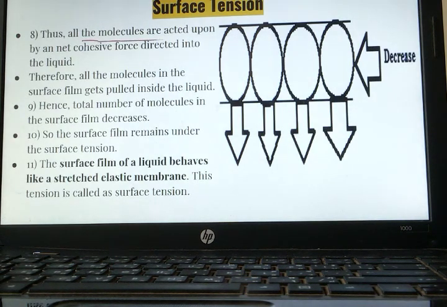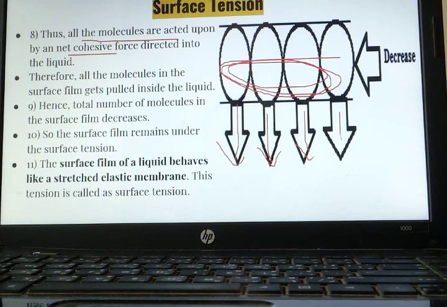Thus all molecules at the surface layer or the surface film are acted upon by net cohesive force. All the molecules will ultimately go down. Why is it moving down? Because whenever it moves down, its potential energy gets converted into kinetic energy. Take for example, I keep a ball at a certain height. As soon as I give it a plane surface, the ball will start moving downward, so potential energy gets converted into kinetic energy.